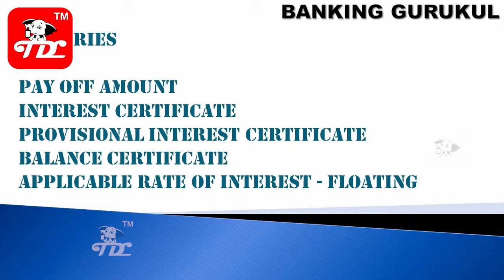A customer can ask for the interest certificate after the financial year, and can ask for a provisional interest certificate. Normally the provisional interest certificate is given at the start of the financial year, on 1st April itself. After the financial year you can give an interest certificate. For a balance certificate, the customer may ask what my account balance is on 30th June, or what my loan outstanding balance is on 31st March, and ask you to issue a certificate.